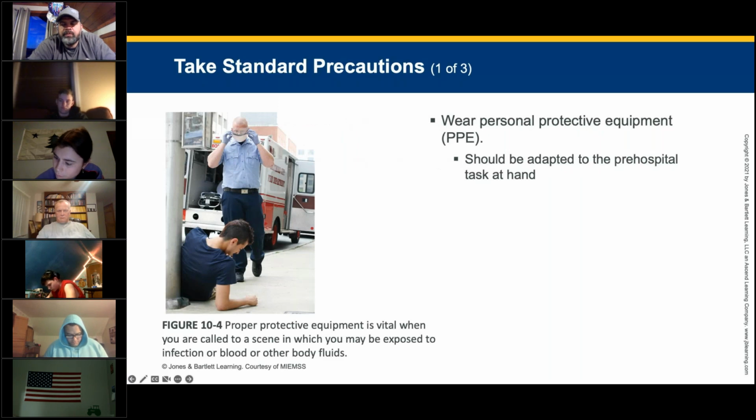Standard precautions. So we preach this all the time, and ever since COVID hit, it's been an even bigger thing. You should always be wearing your personal protective equipment. And what you wear is going to depend on what you're doing in the field. You may not be wearing an eye shield and a gown for every patient you encounter, but there are some scenes where that makes sense.